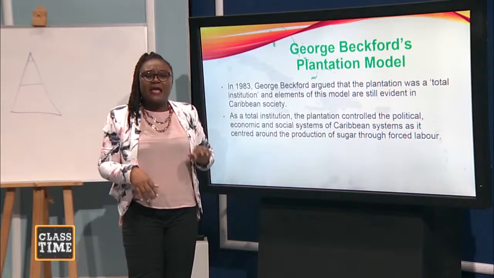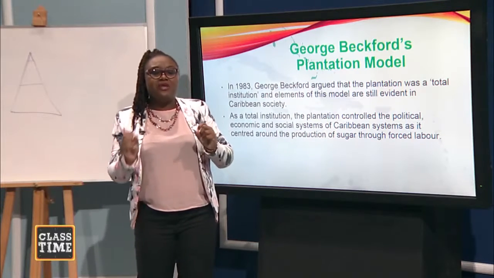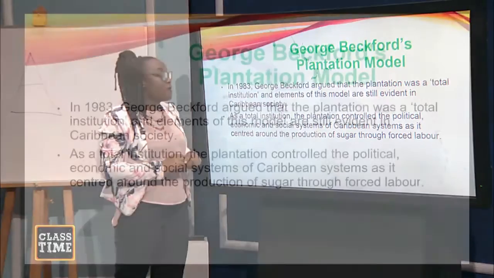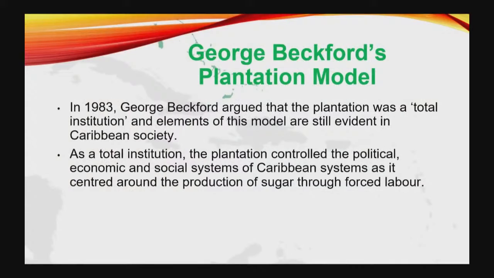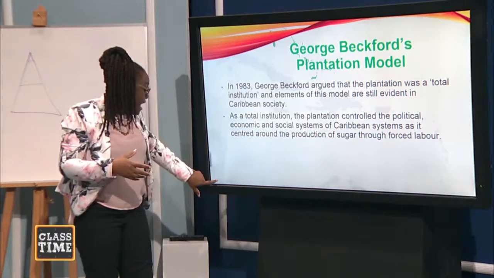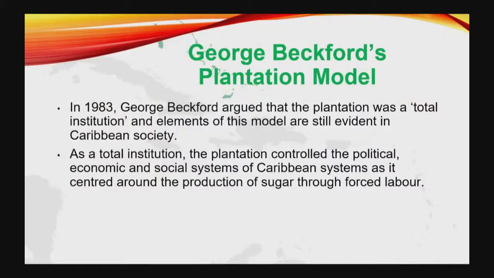Now, we want to examine pigmentocracy as it relates to George Beckford's plantation model. In 1983, George Beckford argued that the plantation was a total institution, and elements of this model are still evident in Caribbean society. Well, that was all the way in 1983. That was before I was born. So, does it still exist? As a total institution, the plantation controlled the political, economic, and social systems. In other words, everything had to do with the smooth running of the plantation and ensuring that sugar was planted and that the planters were making money from it.